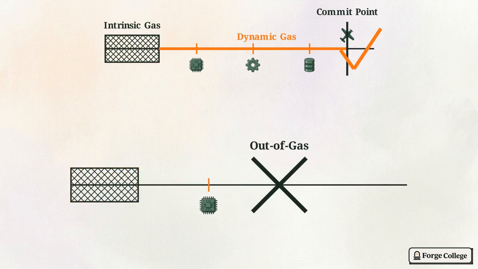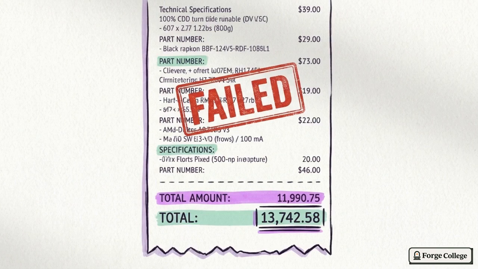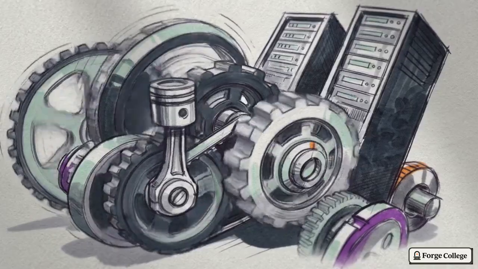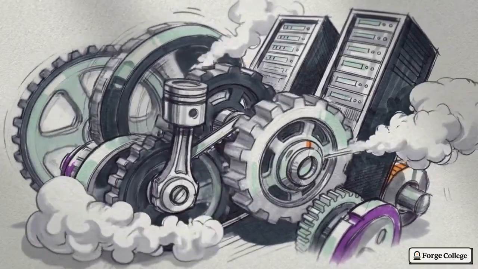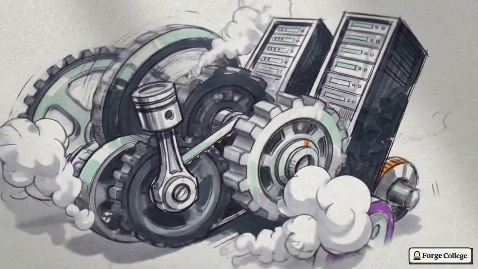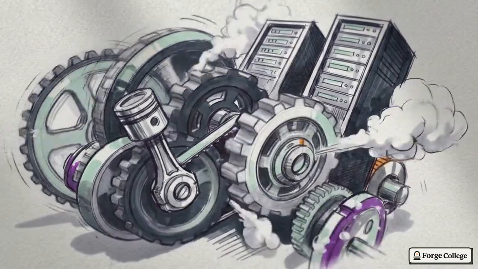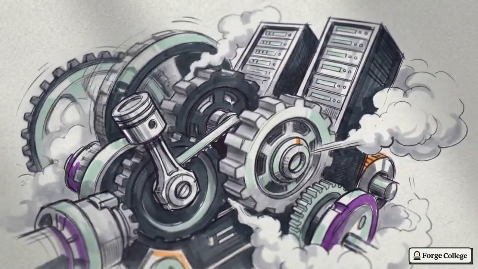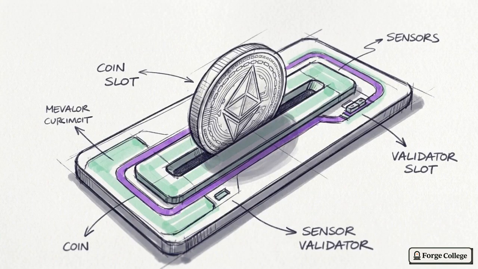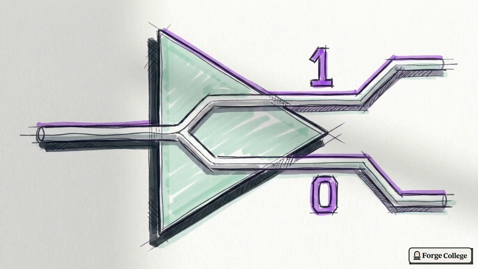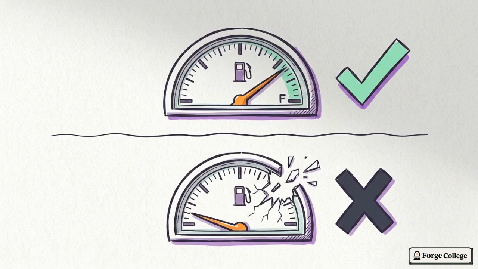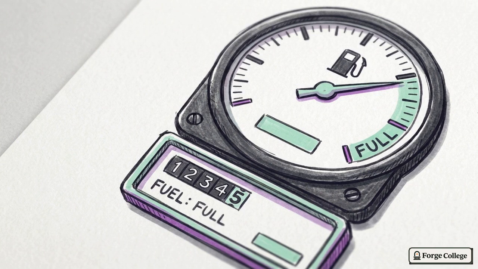This brings us to the harsh economic reality of an OOG failure. Why do you still pay? Because the validator nodes still had to expend real-world electricity and computational power to process your code right up until the moment it crashed. You are compensating them for the work they performed. Ultimately, EVM execution is a strict binary outcome. Either you have enough fuel to reach the commit point, or you crash and revert. But in either scenario, you will always pay for the distance you traveled.